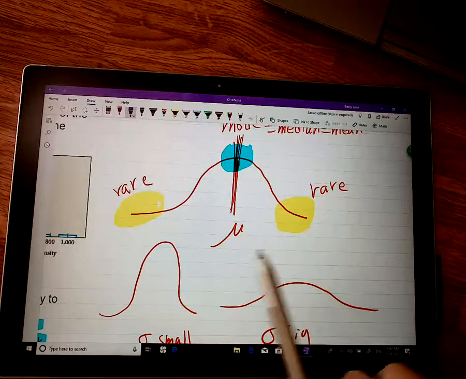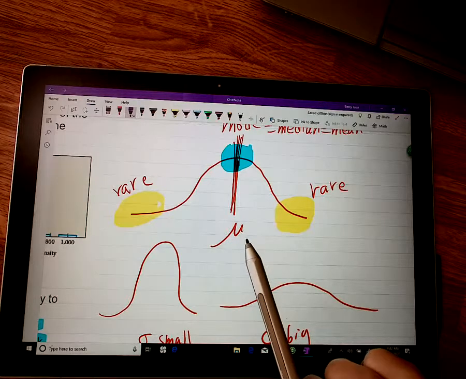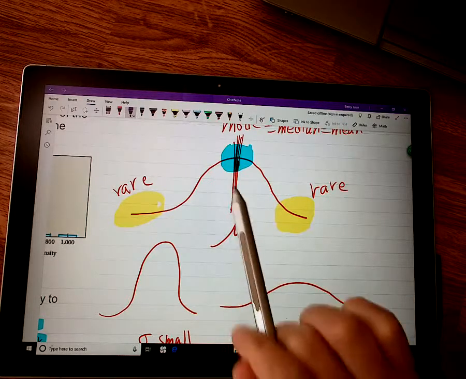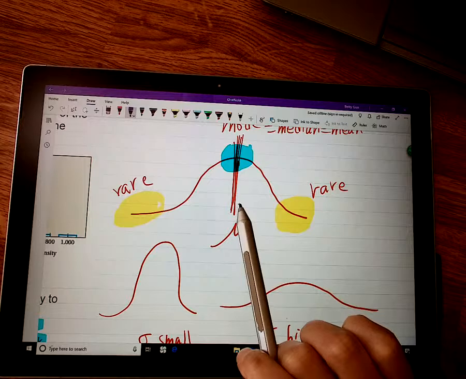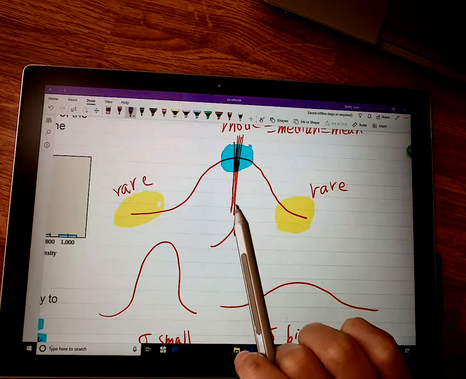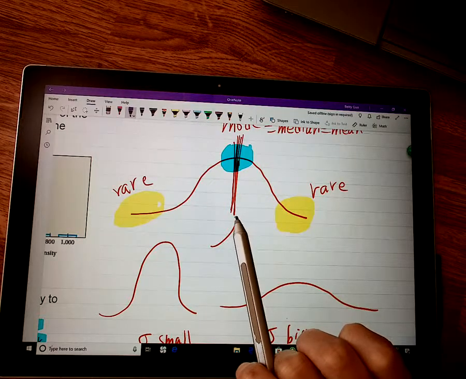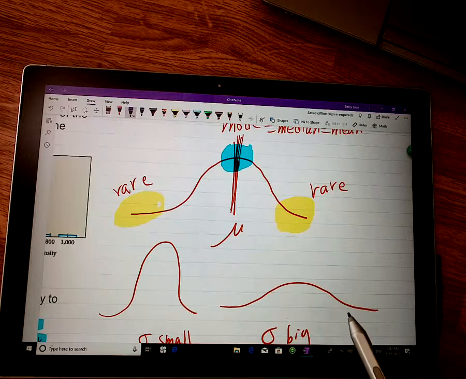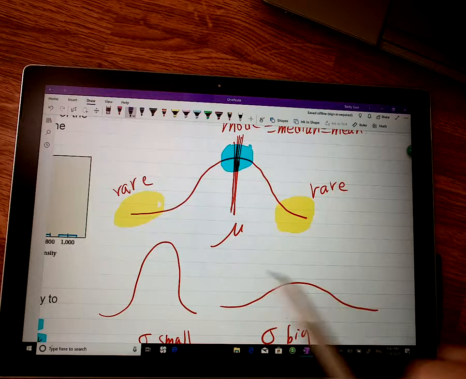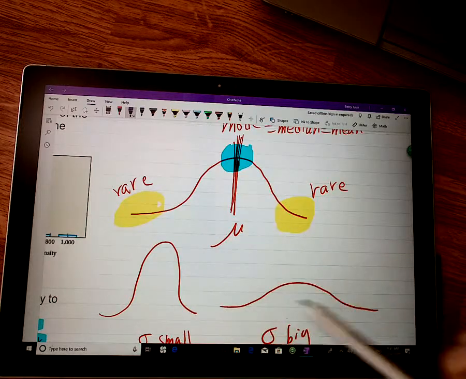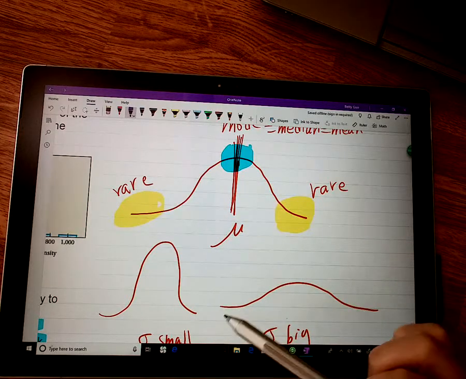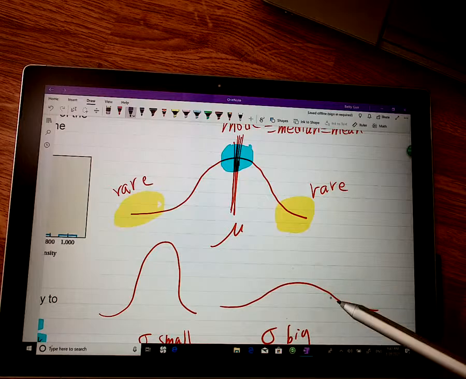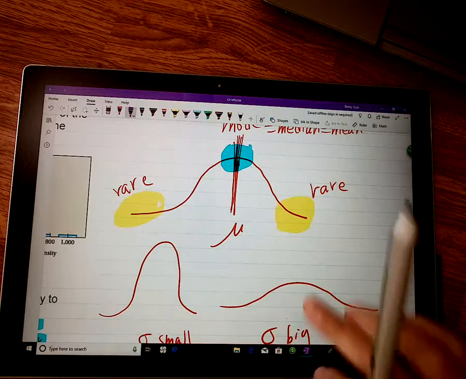So the mean, median, and mode determine the center. Where is the center? The center is not necessarily at 0, by the way. It could be positive, could be negative, any real number. And the variation, or the standard deviation, determines the shape of the normal distribution. This one has a bigger variation. This one has a smaller variation.